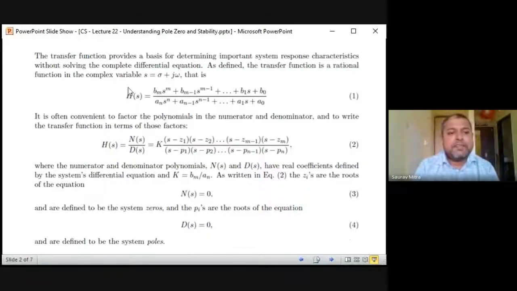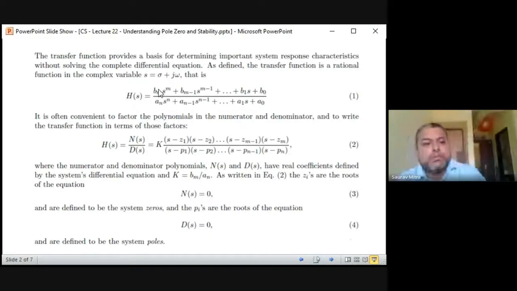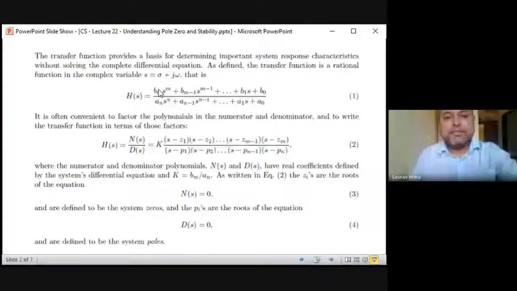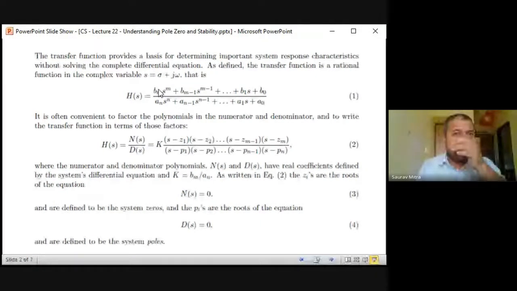So as defined, the transfer function is a rational function in the complex variable s equal to sigma plus j omega. So s is called a complex frequency because s has two parts. One is the real part and another is the imaginary part. Sigma is the real part, omega is the imaginary part. I've shown you that you can plot complex poles, minus 2 plus minus 3j. So you have to come to the left side on the real axis, minus 2 units, and go above 3 units, and plus 3 and minus 3 produce a sinusoidal oscillation if it is a sinusoidal kind of output.